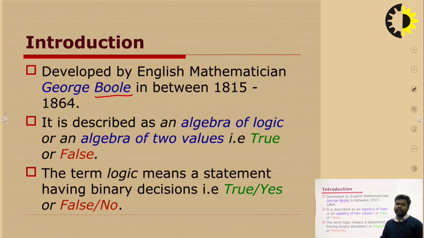This is what Boolean algebra tells us, and the terms true and false carry a binary decision, which means true is 1 and false is 0. It can be understood by the computer or system, because the system understands only 0 and 1. So in Boolean algebra we write 0 and 1 for the true or false value.